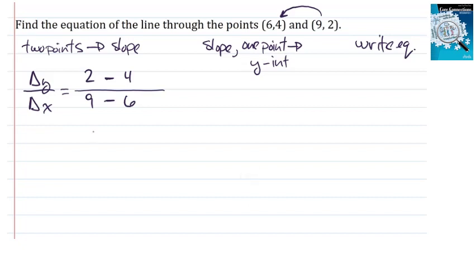So if I look at that, 2 minus 4 is negative 2, and 9 minus 6 is 3. So I know that my slope is equal to negative 2/3, and we're now going to use that and one of the points to find the y-intercept.